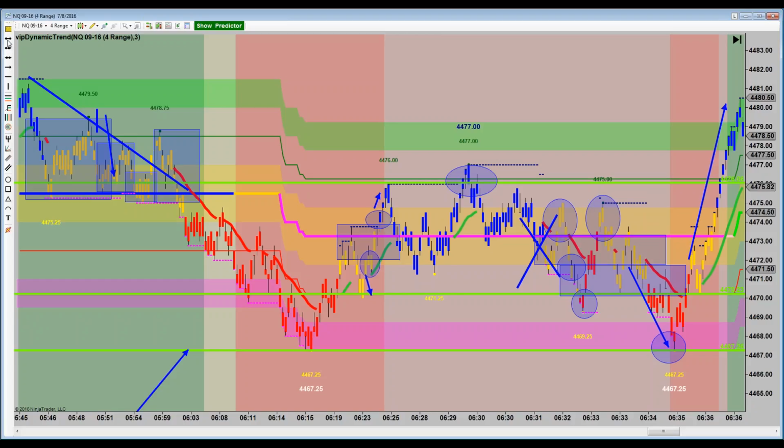So here, let's do some hypotheticals on this chop here. So you're filled long on, I don't know, the 31 box here. So you got maybe a couple of three, four, maybe five ticks on that.